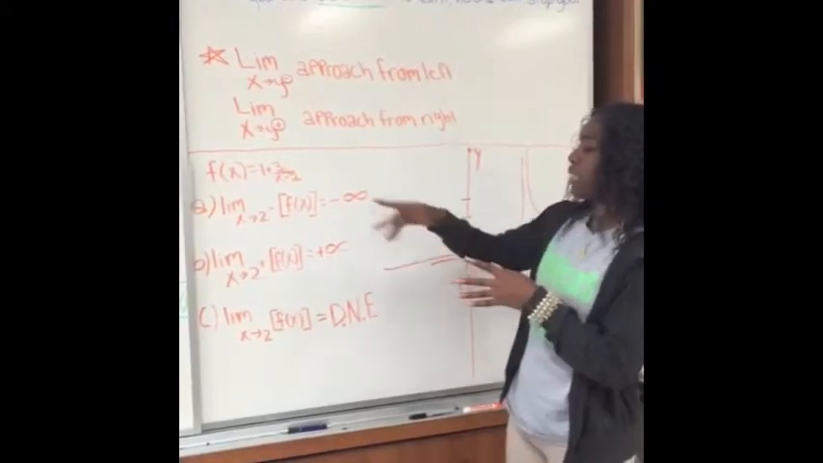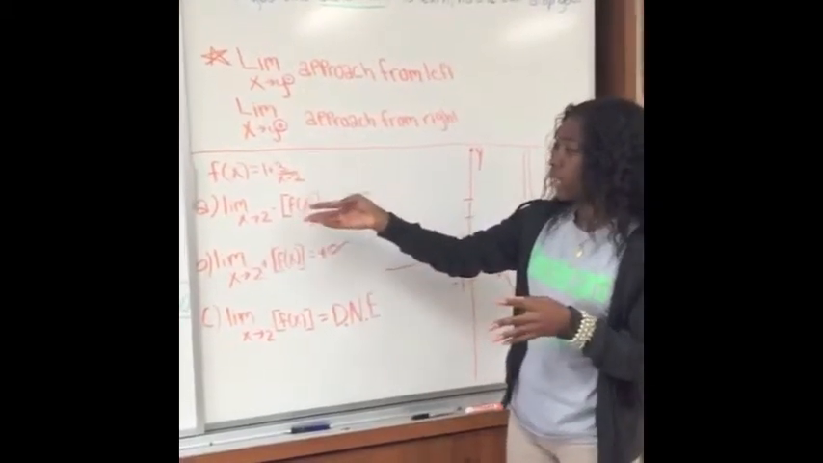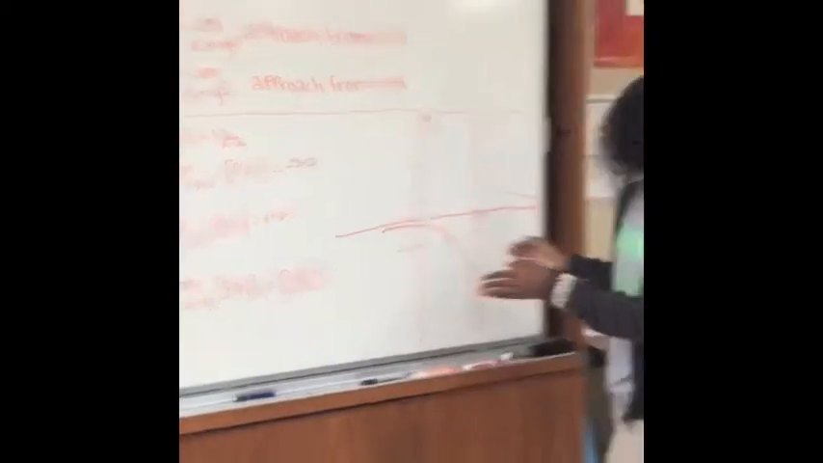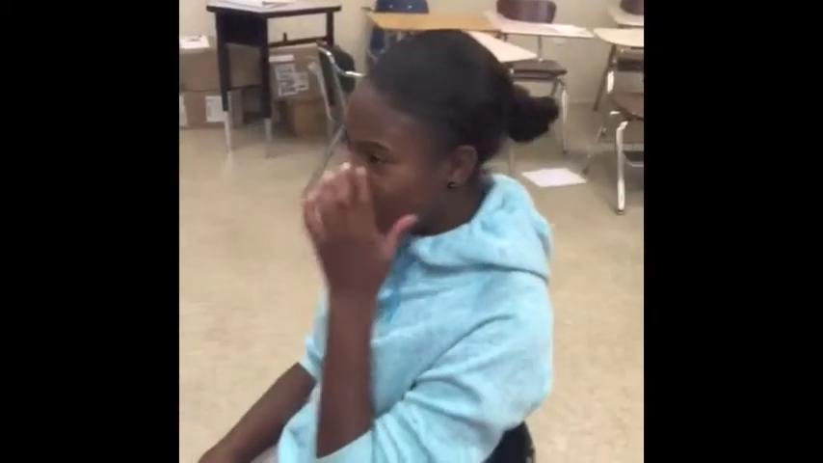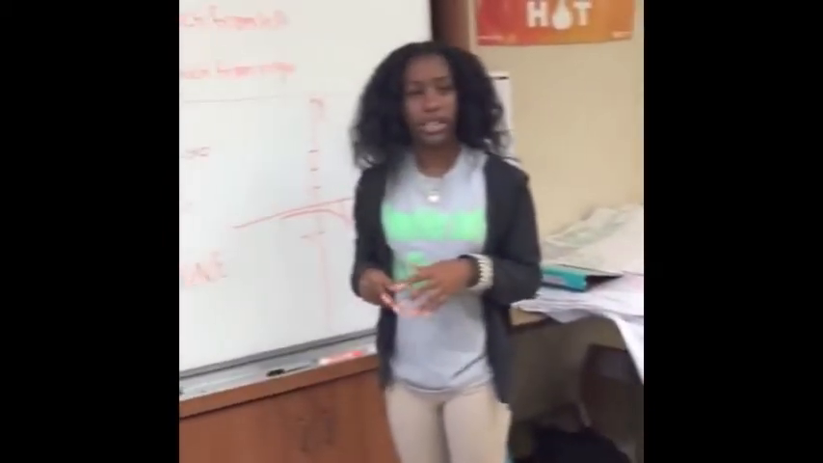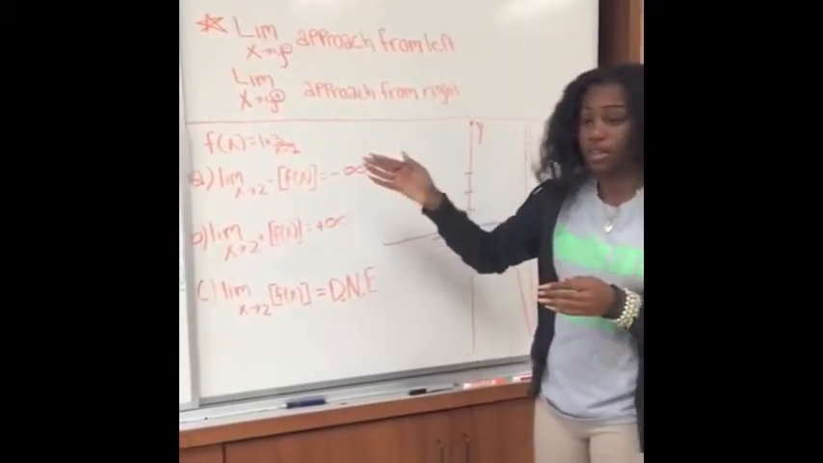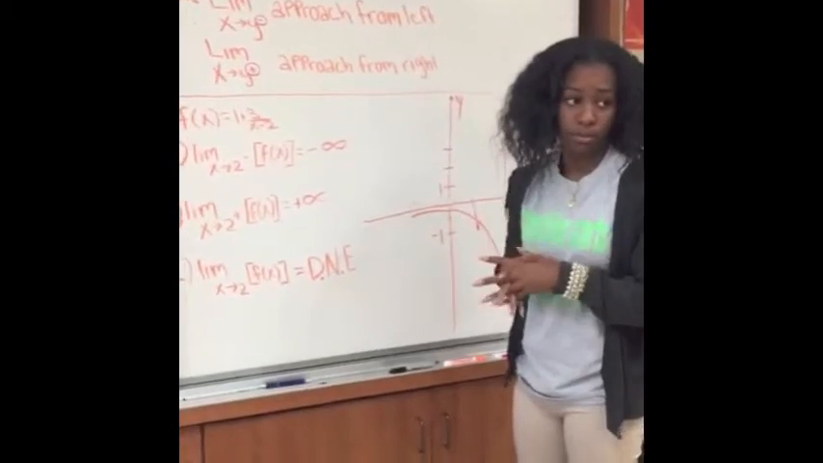Now, for example, in this problem right here, f of x equals 1 plus 3 divided by x minus 2. This is a graph of it. Yes, Alicia? So the minus sign and the plus sign does not mean that's the sign for the numbers? No, it does not. It does not mean that at all. It tells you where you're approaching from. Negative is left, positive is right.